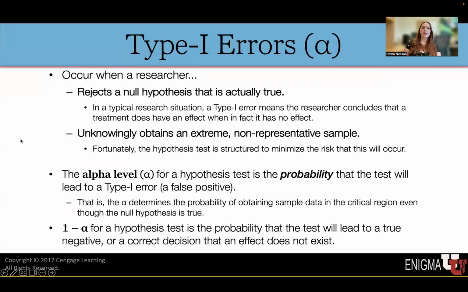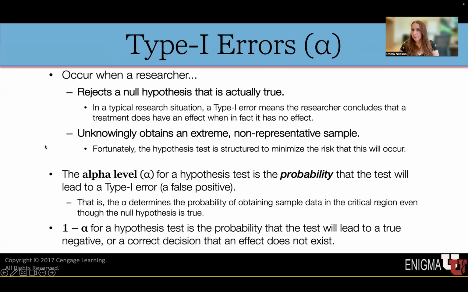Type 1 error, like we said, is a false positive. It's when a researcher rejects a null hypothesis that is actually true. We say that there is an effect when in reality there was none. This can happen sometimes when we as researchers obtain an extreme non-representative sample, when our sample mean is in the critical zone, but it's just because of sampling error, or the random selection didn't serve us well.